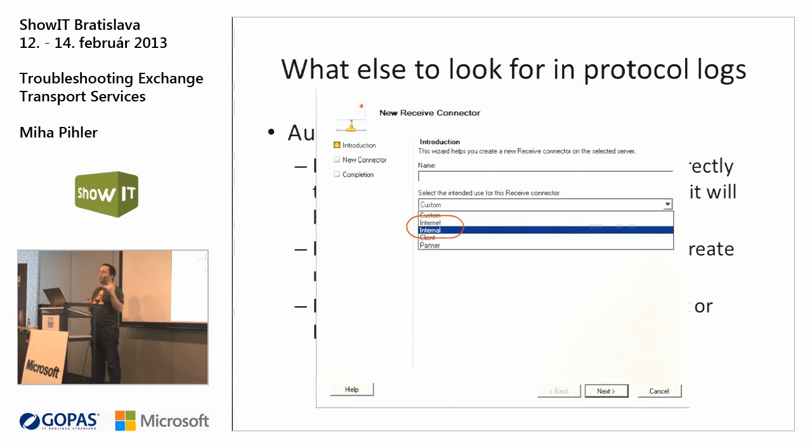Once you see this problem in your log files, the easiest thing you can do is just remove the connectors that you created and recreate them with the correct settings.